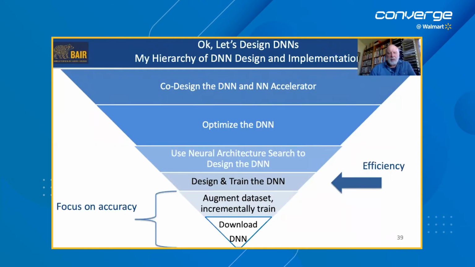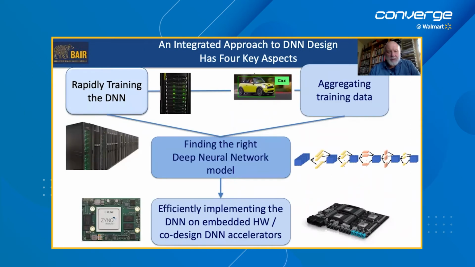So far, what we've talked about in downloading a deep neural net, augmenting the data set, and incremental training is a focus on accuracy. And next, I'd like to talk about improving the efficiency, which really gets down to the business of designing and training the deep neural net itself. And as you can see, finding the right deep neural network is very much at the center of our efforts.